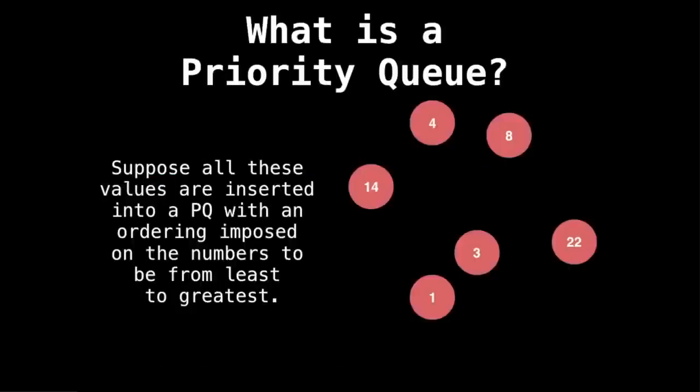Okay, let's go into an example. So suppose we have all these values that we inserted into our priority queue on the right, and that we impose an ordering on the numbers such that we want to order them from least to greatest. So the smaller numbers have a higher priority than the bigger ones. So they will be removed from the priority queue first.